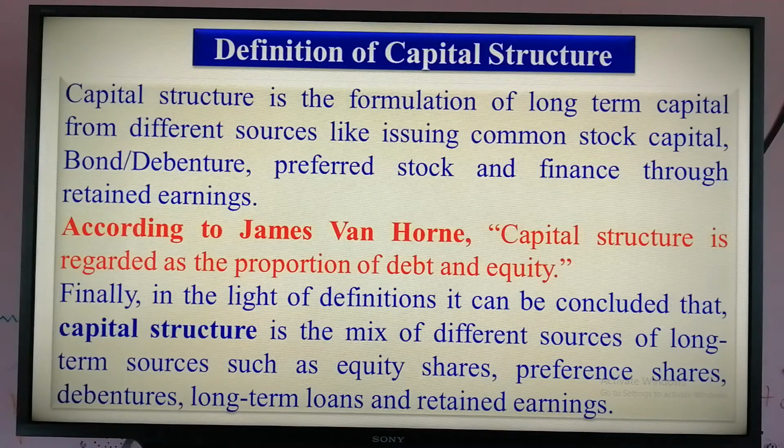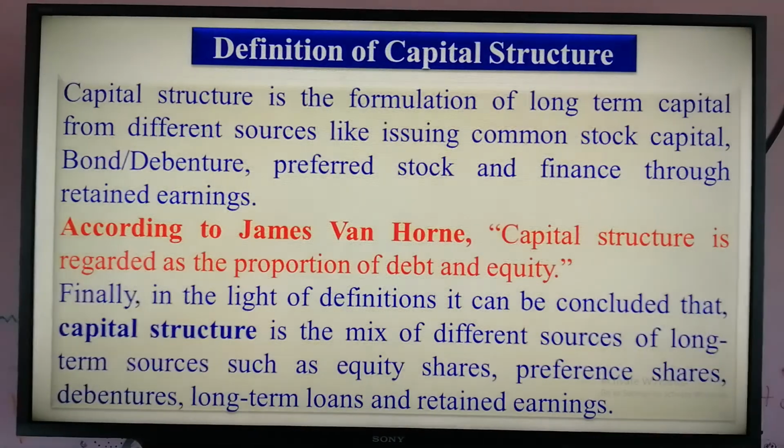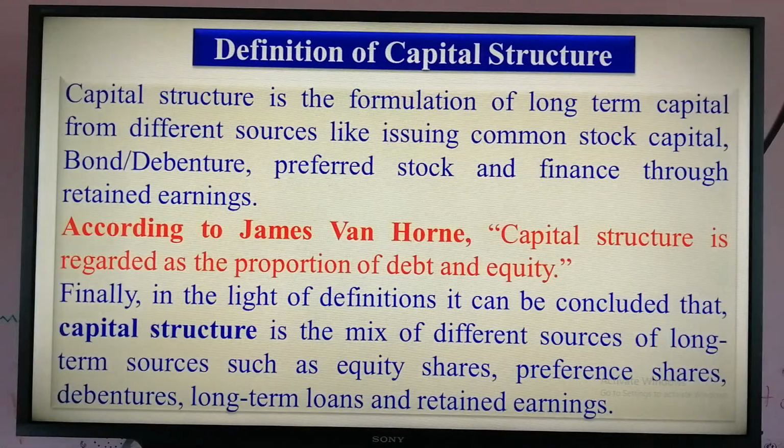For example, if you issue common stock, you have to pay dividend to the shareholders. If you issue bond or debenture, you have to pay interest to the borrower. If you issue preferred stock, you have to pay preferred dividend to the preferred stockholder. Or if you want to finance through retained earnings, you have to engage with the opportunity cost. To get a better one, you have to leave another one. That will make another cost.